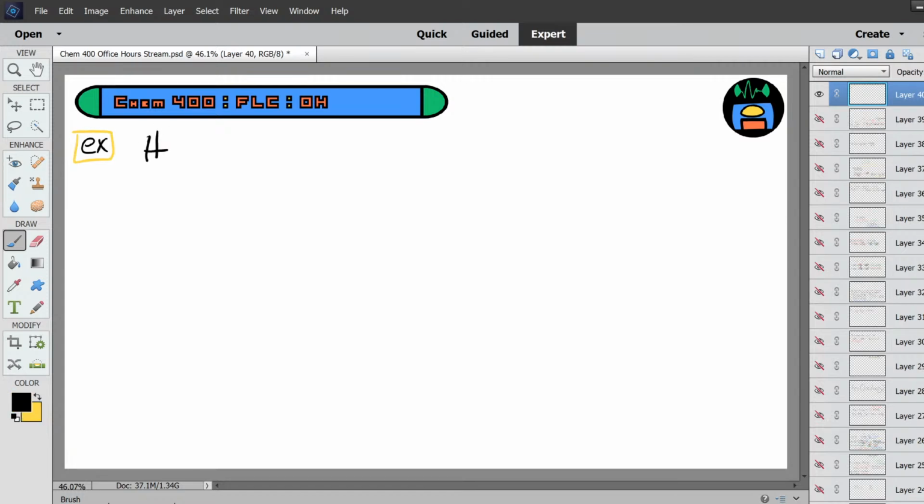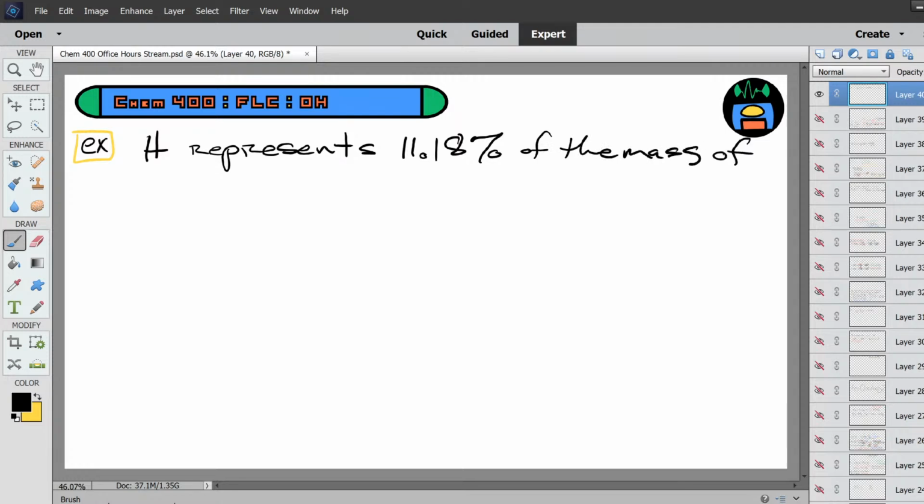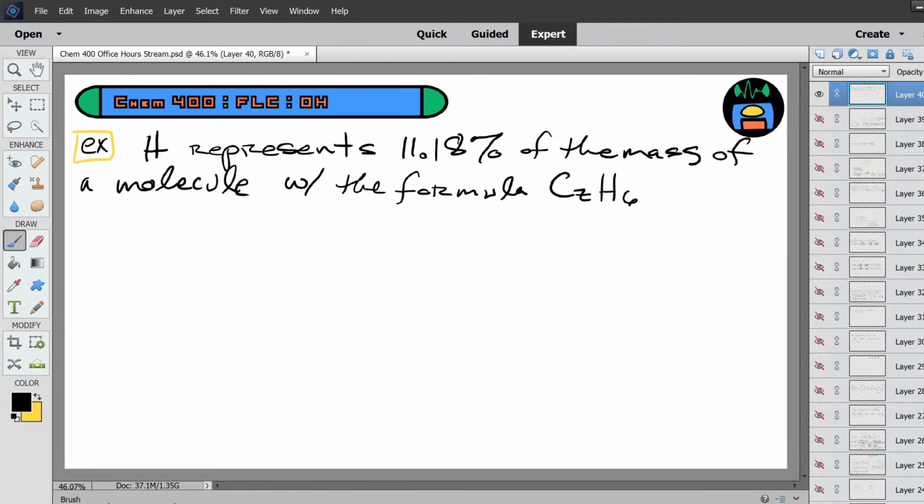So hydrogen represents 11.18% of the mass of a molecule with the chemical formula CzH6. Determine the value for Z.